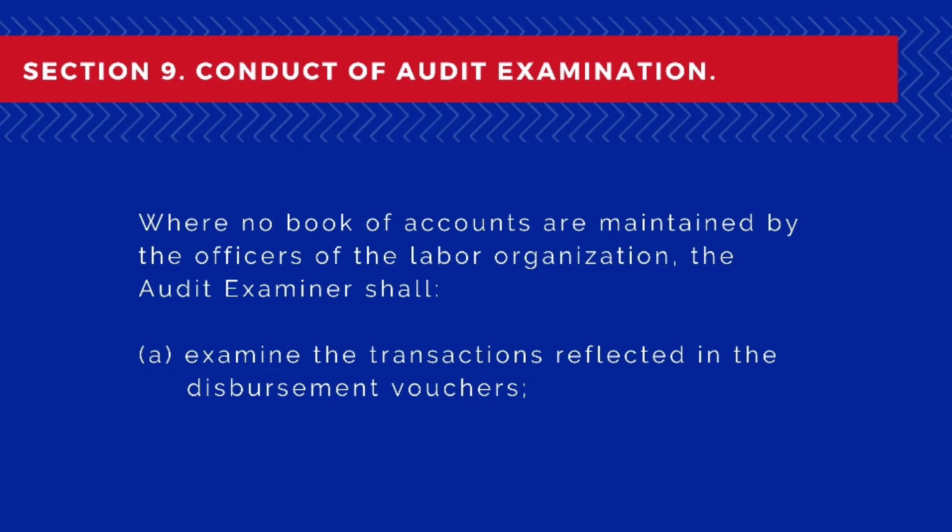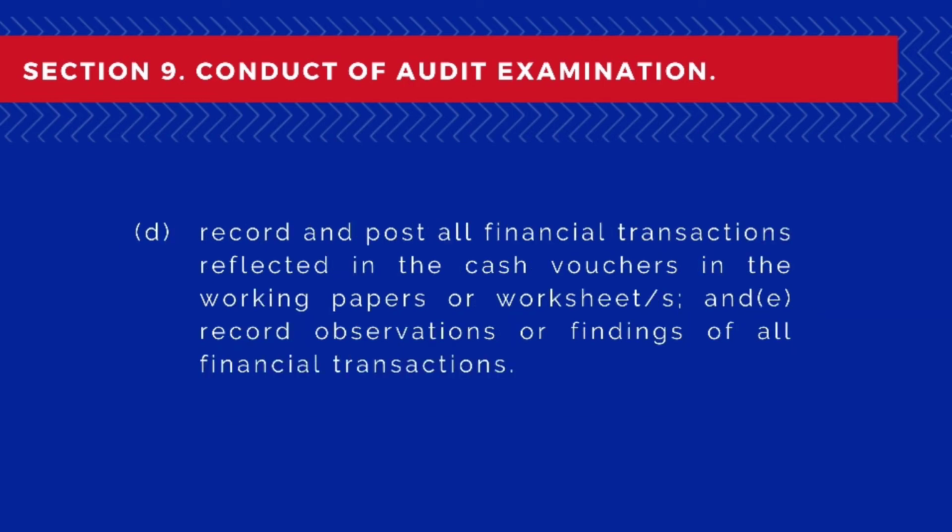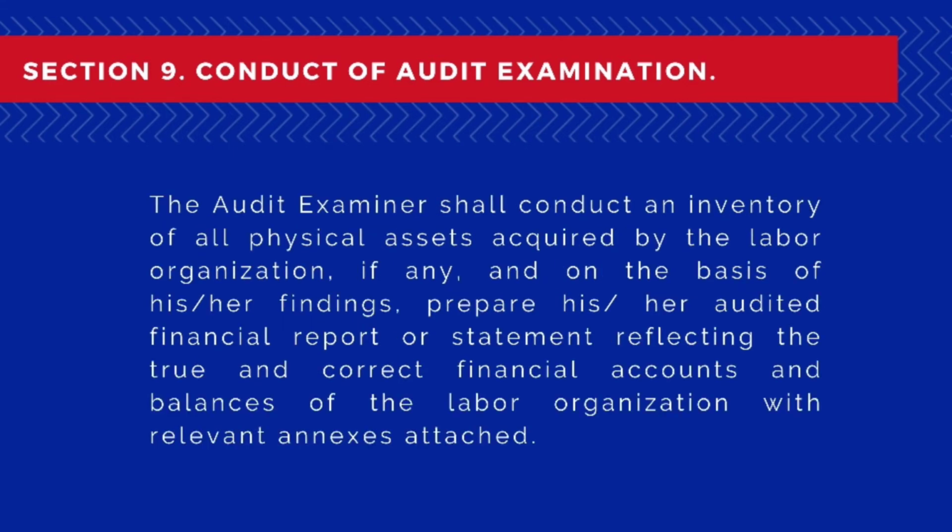Where no book of accounts are maintained by the officers of the labor organization, the audit examiner shall A. Examine the transactions reflected in the disbursement vouchers. B. Determine the validity of the supporting documents attached to the vouchers, consistent with the labor organization's constitution and bylaws, relevant board resolutions, and the labor code. C. Prepare working papers or worksheets. D. Record and post all financial transactions reflected in the cash vouchers in the working papers or worksheets, and E. Record observations or findings of all financial transactions.